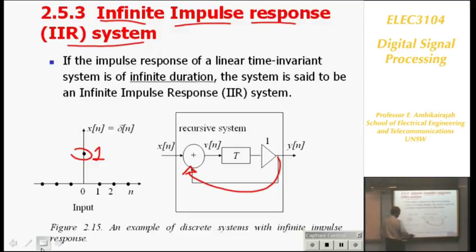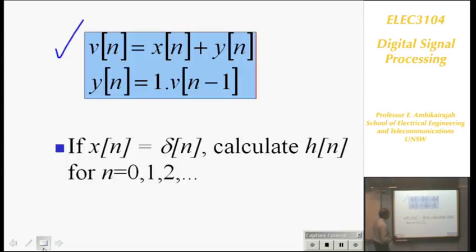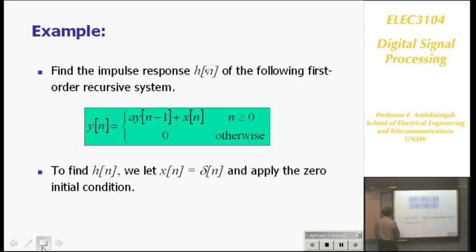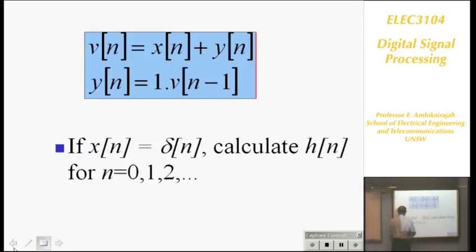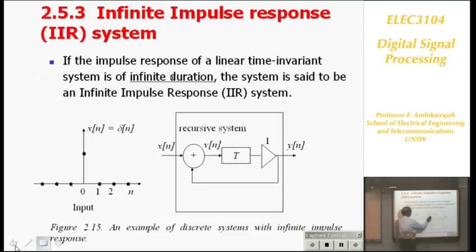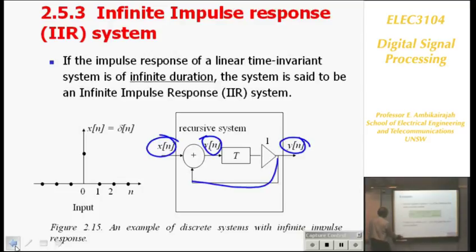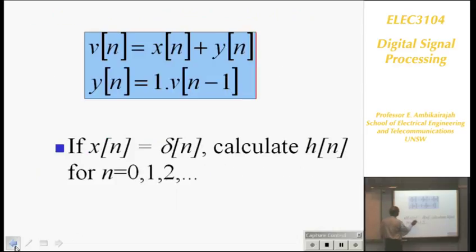So let me write the equation for it. You know we have already done this equation, so I'll use that equation. The equation for that is bn is equal to xn plus yn, and yn is equal to 1 times bn minus 1. Is that right? Yes. bn is equal to xn plus yn, and then yn is equal to bn minus 1. So if xn is equal to delta n, calculate the impulse response hn. That's the question you have.